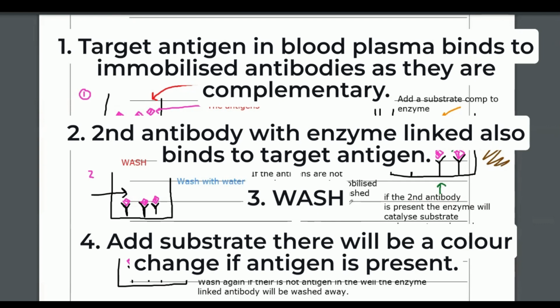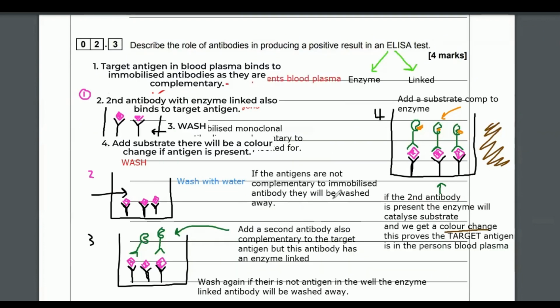Then we're going to wash it. In case they don't have the antigen, everything else will be removed except the immobilized antibody, and we won't get a color change. But if they do have the antigen, in the 4th step, when we add the substrate, it will bind in the active site of the enzyme, it will be catalyzed the substrate, and it will give us a color change, proving that the target antigen was present in the patient's blood plasma. And that is the summarized direct ELISA test. We're now going to look at the indirect ELISA test and what that looks for and what the differences are.